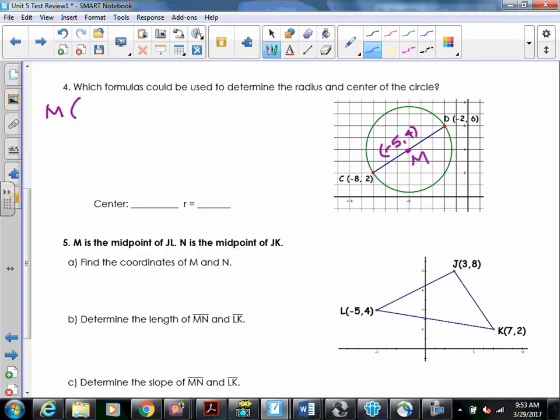So when I look at the x's, what are they? -8 and -2. So we've got -8 plus -2, and we're going to divide that by 2, comma. Let's go ahead and do the y's. We're going to do the same thing. 2 plus 6. All right, so 2 plus 6 divided by 2. So you add the y's from here, okay?